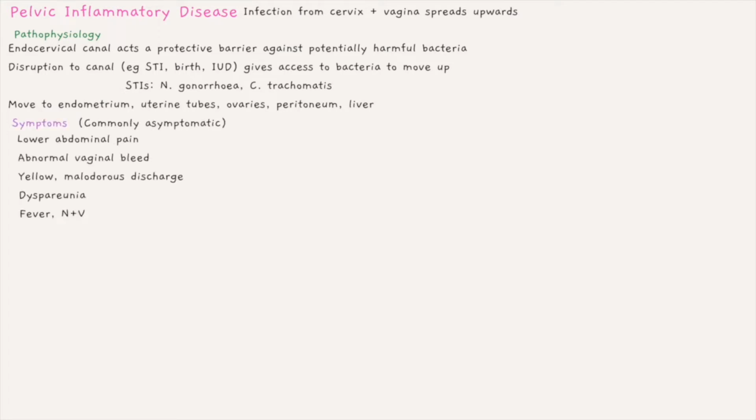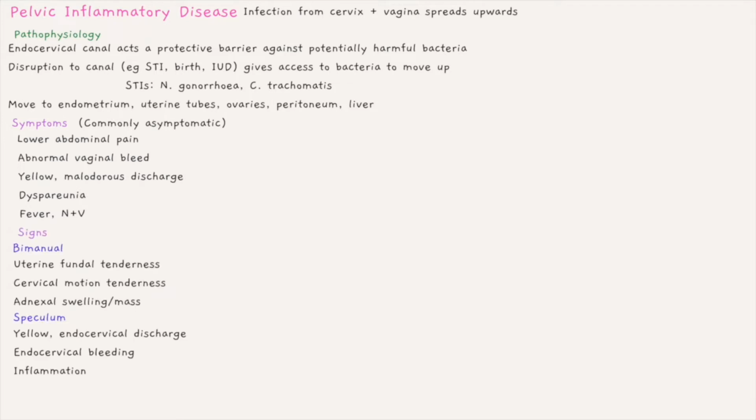And this relates to the symptoms, although patients are commonly asymptomatic. The cardinal sign is lower abdominal pain. If there's salpingitis, there may also be abnormal vaginal bleeding. There may also be yellow malodorous discharge, dyspareunia, fever, and nausea and vomiting are also common.